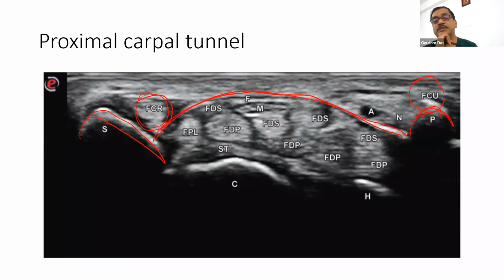Also, you have to remember that the ulnar artery and ulnar nerve are also not the content of the carpal tunnel. So what are the nine tendons? Four tendons of the flexor digitorum superficialis, four tendons of the flexor digitorum profundus, and the flexor pollicis longus. These nine tendons are the contents of the carpal tunnel along with the median nerve. And just above the median nerve, on the side of the flexor carpi radialis, we'll see another branch, that is the palmar cutaneous branch of the median nerve.